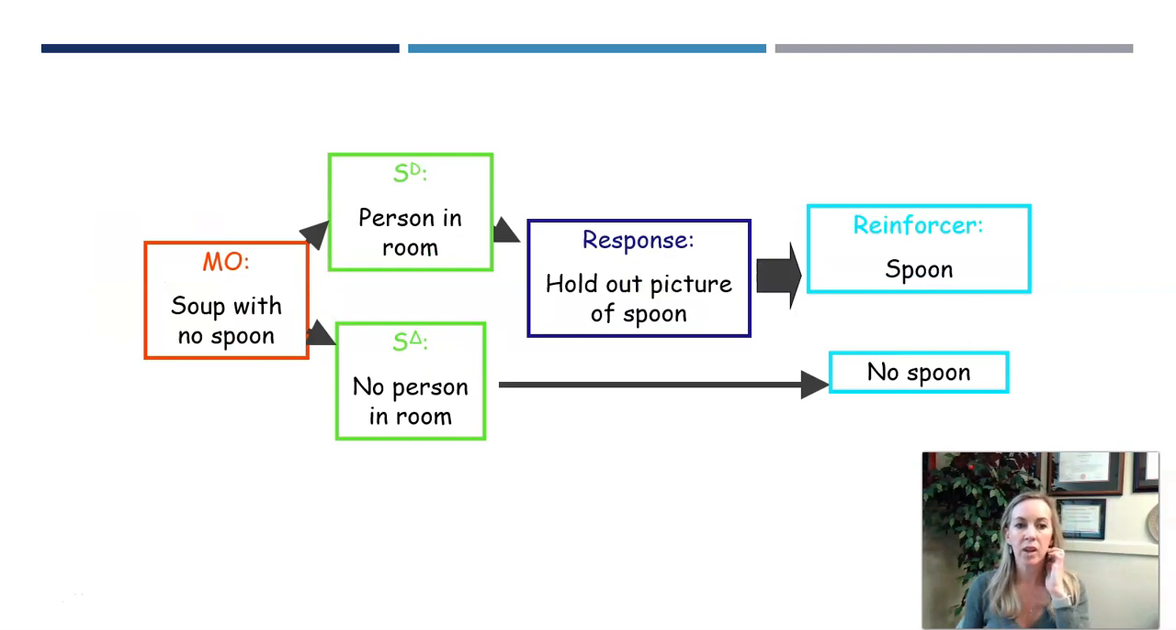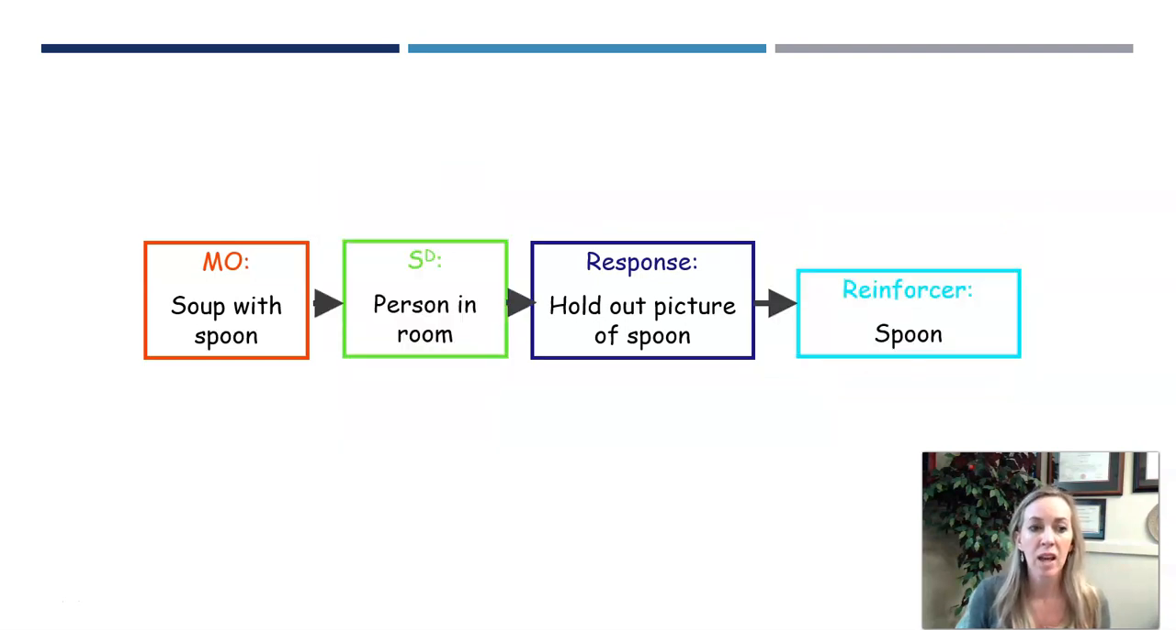Let's check out another one. How about you have soup with no spoon? We've already talked about the situation. There's a person in the room, then that's an SD that indicates a spoon is available. There's someone there to give it to you. So I'll hold up the picture and I get my spoon. But remember, the student's learned history. If there's no person in the room, there's no way to get that spoon. It's not available. So in that situation, your motivating operation there would have to be that you needed a spoon for your soup. Well, if you already have soup with a spoon in it, and there's a person in the room, do you need to hold out a picture of the spoon to get a spoon?